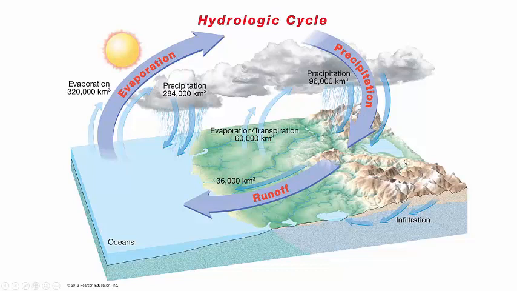Another thing it can do is go down into the ground here. As it goes into the ground, it's called infiltration, and it becomes groundwater. And again, it basically goes back to the ocean. So it all wants to go back to the ocean, so it can repeat the cycle. You have evaporation, precipitation, runoff or infiltration, back to the ocean, and you get the point, right?